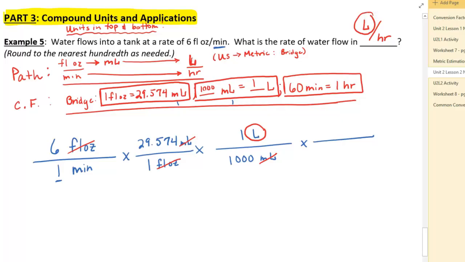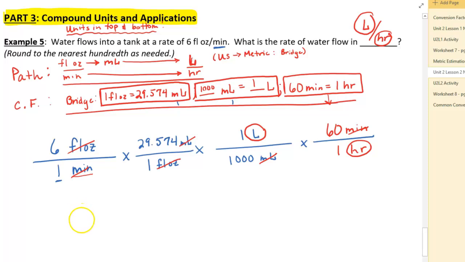So we can switch our focus from the top to the bottom. So in the bottom, we have minutes. We want to convert to hours, so this is going to help us do that. But this time, we want minutes on the top, since minutes are on the bottom here. So 60 minutes on the top and 1 hour in the bottom. So our minutes will cancel. We'll be left with hours, and that's what we're asked to find.